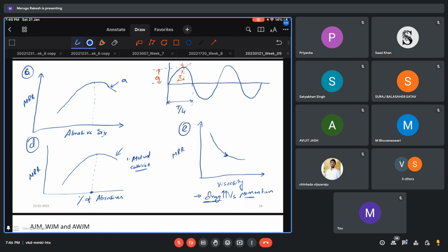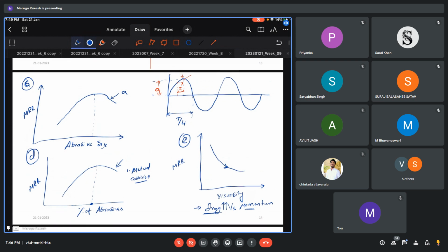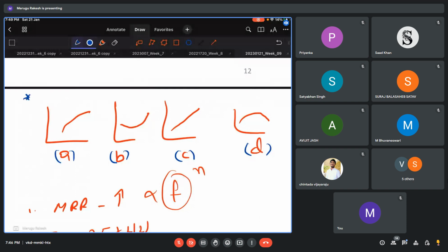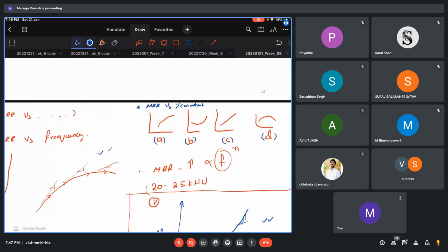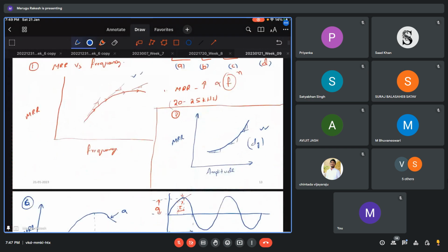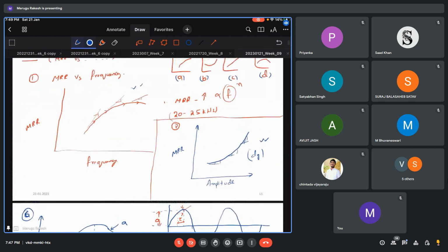So if at all you get a question like this, about MRR versus percentage of concentration, and they give options A, B, C, D, you should select. You can think what would be the reason, and only then take the answer. Don't need to memorize, just remember these concepts. With respect to frequency it will increase, a fast increase. With respect to amplitude it will increase, but a slow increase. That is the reason the curve is this way.